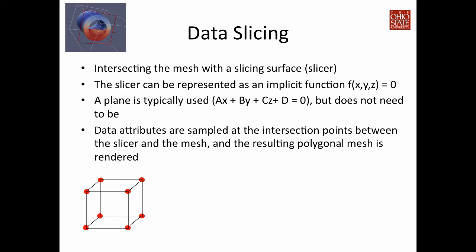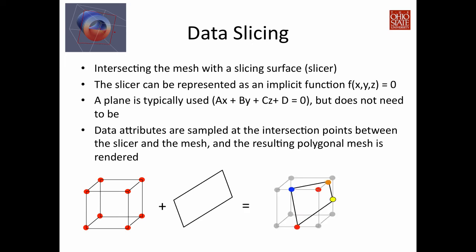Assuming your slicer is a plane, you can represent the plane by a simple linear equation. And then you calculate the intersection points between the slicing plane and your mesh. At the intersection points, you interpolate the data value and assign color. And finally, you display the resulting plane.